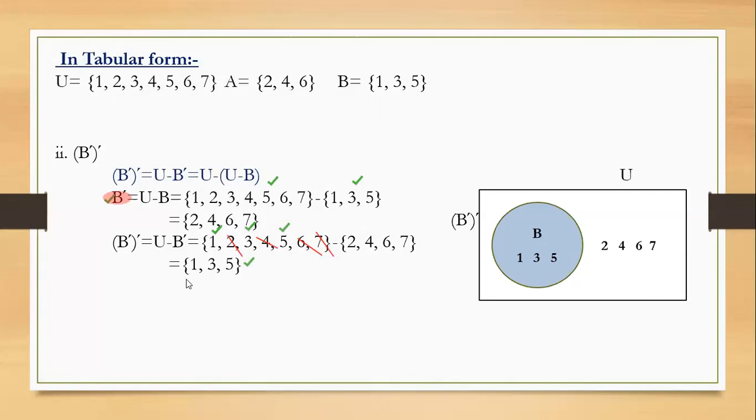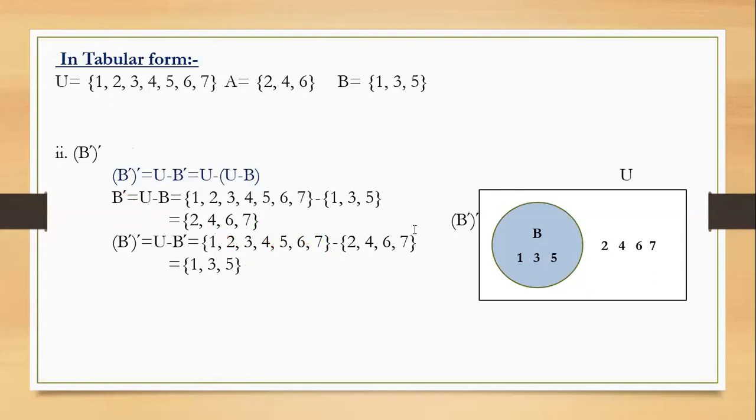Here you can see that 1, 3, 5 are the elements which belong to set B. That means B double dash gives you the answer B. C double dash gives you the answer C. That means the complement of the complement set is the original set.